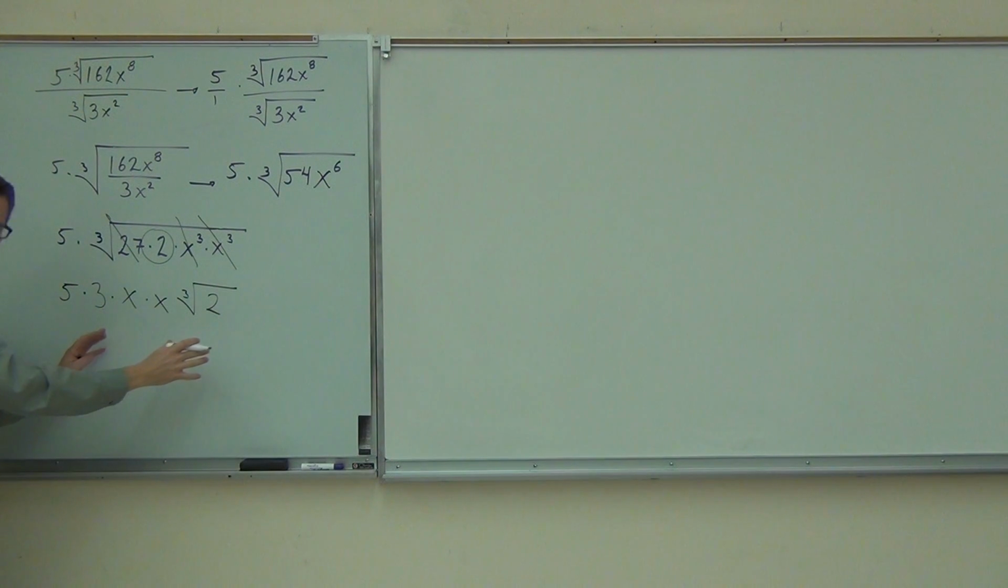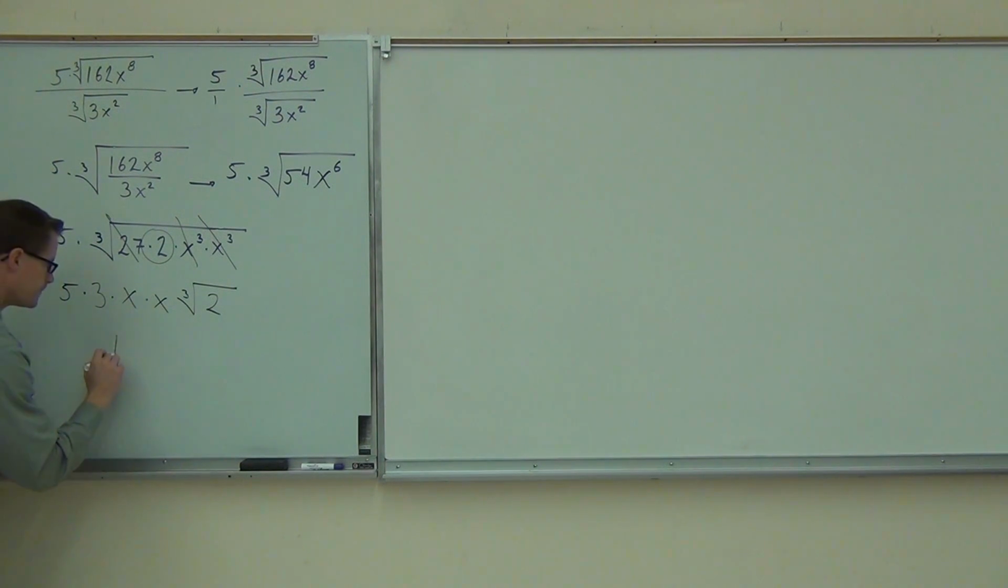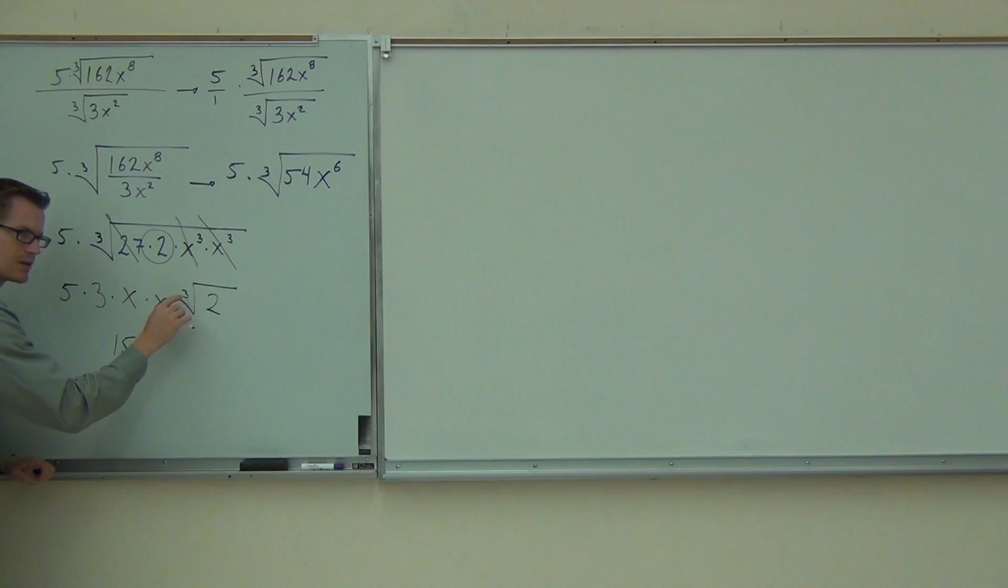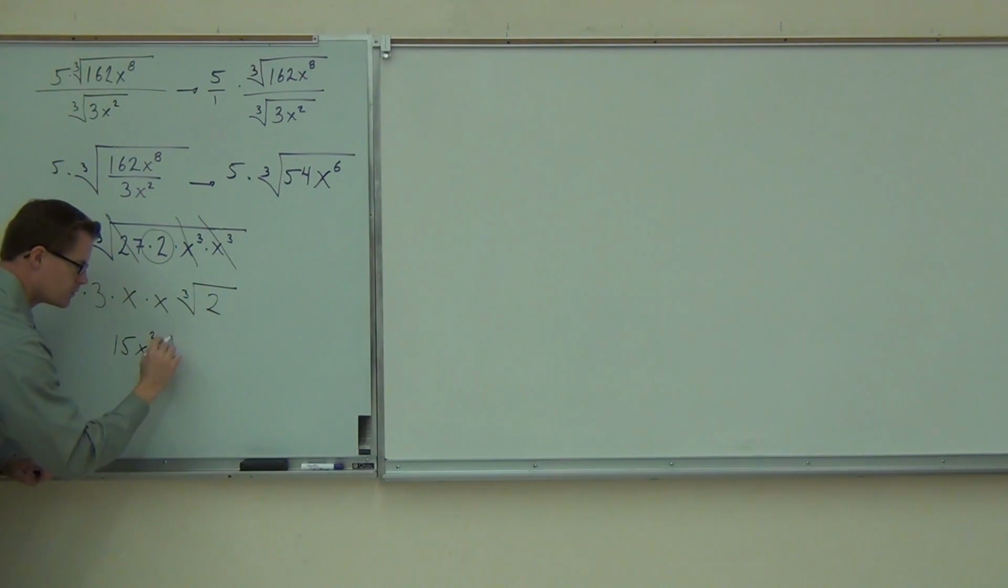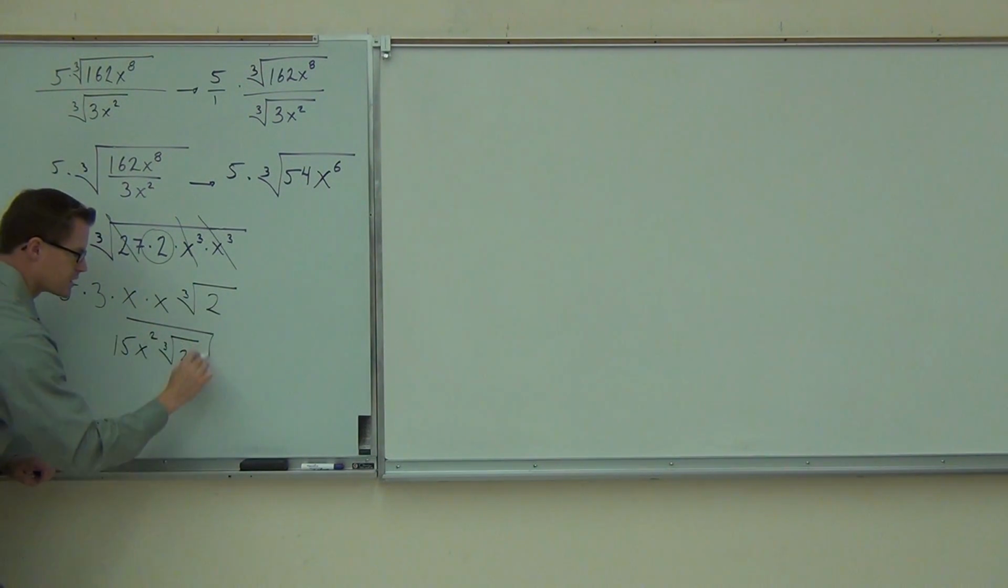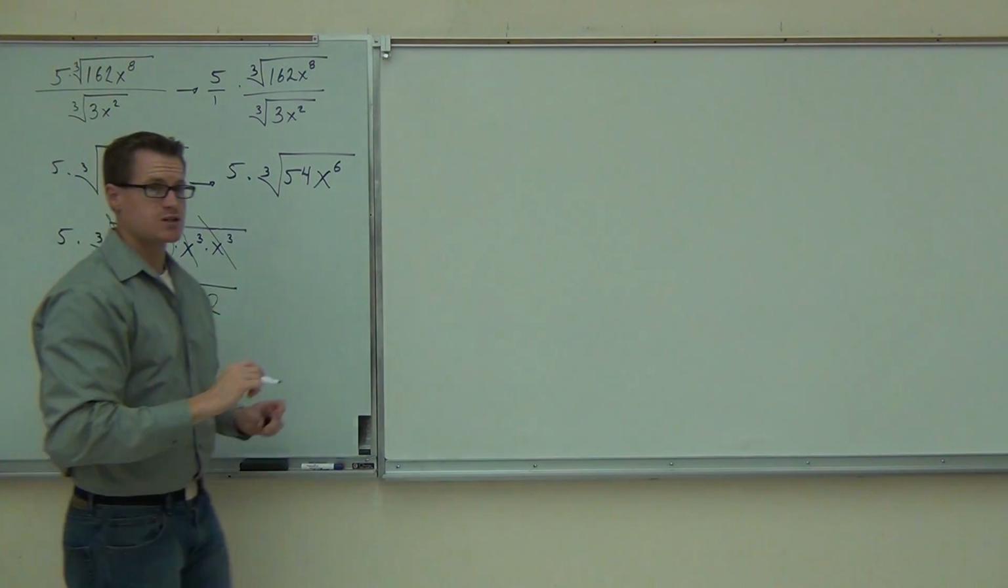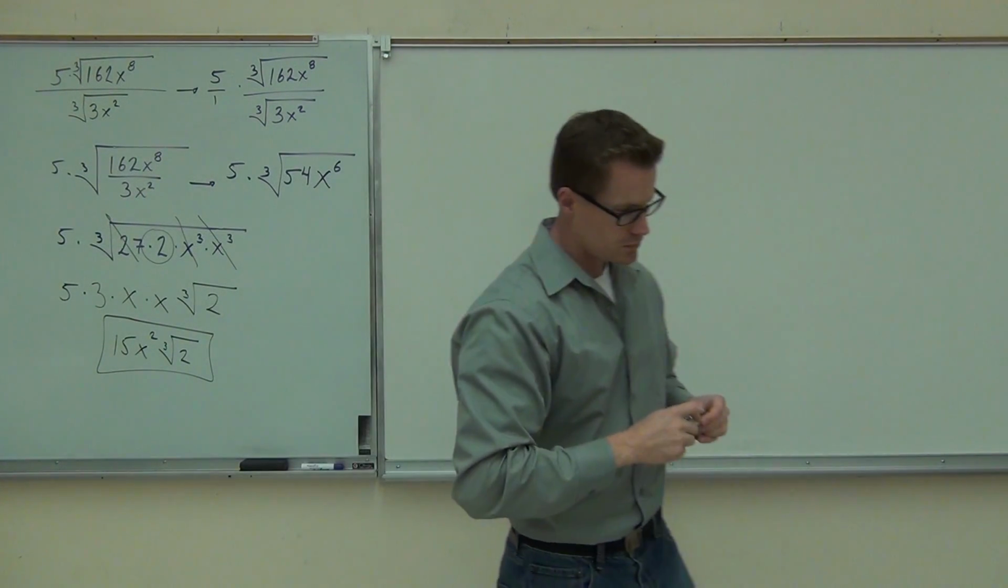Yeah, just combine the outside. That's 5 times 3, right? I can make that into 15x squared. Good. Yeah, that's going to be x squared. I certainly don't want to forget that's a cube root, and there's only a 2 inside. So our answer is 15x squared cube root of 2.